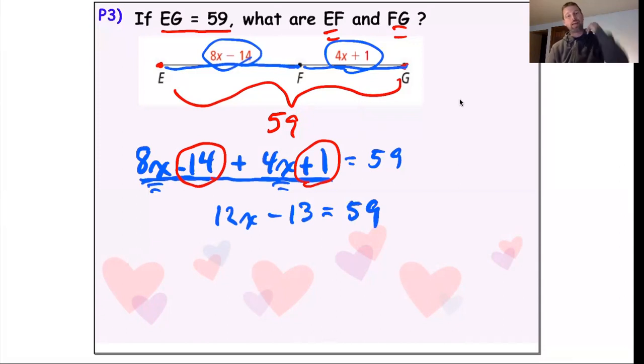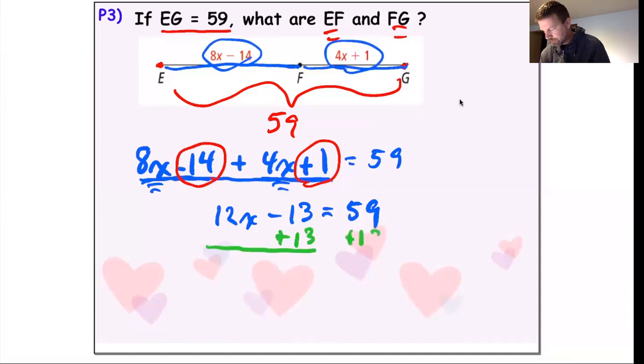And then it's just about getting that x by itself. I want to get x by itself, so I've got to get rid of the -13. The opposite of subtracting 13 is adding 13. But if I add 13 to the left side, I also have to add 13 to the right side. These 13s go away because adding and subtracting are opposites, right? That's why I did it. I wanted to make them go away. And I end up with just 12x by itself on the left side. On the right side, I have 59 plus 13. Let's see here, 9 plus 3 is 12. Carry the 1, 5, 6, 7. That's 72.